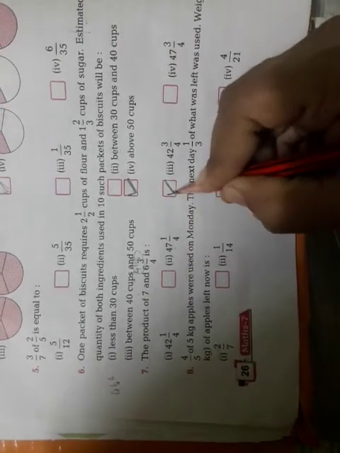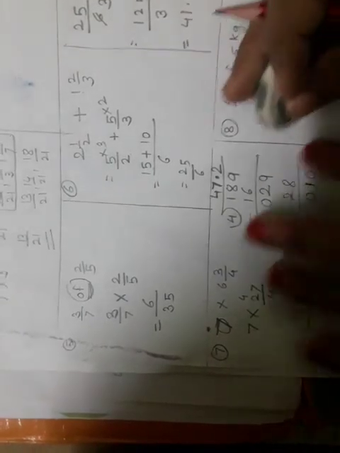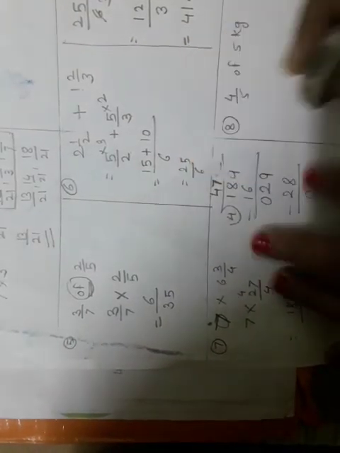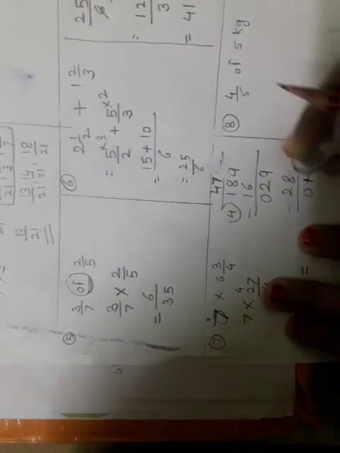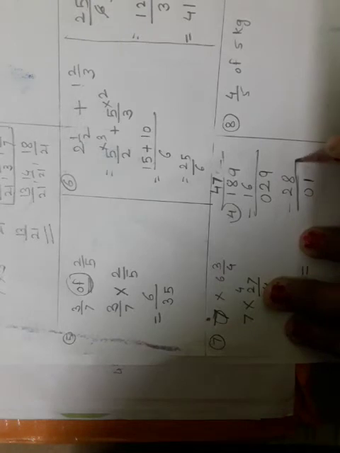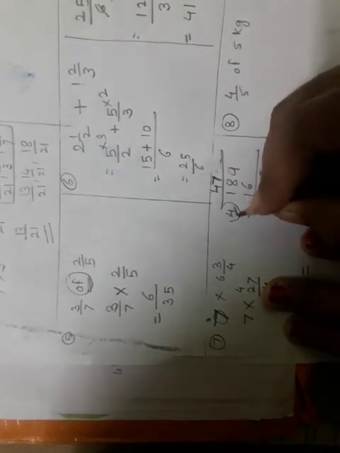Here it is given as 47 integer 1 by 4. Don't divide it here. You can write it as 47 integer, because we have to convert them into the mixed fraction. 47 integer 1 by 4. Understood? 47 integer 1 by 4. Now the next is what?